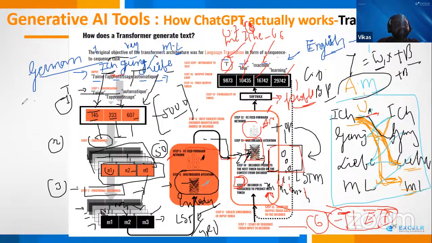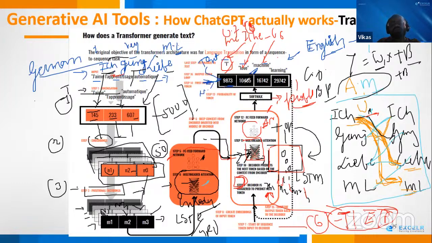That generation will first be produced in numerical format only. Let me write it with a different color now. Whatever generation is done will not directly be sentences. That will be the position encoding, and that position encoding will be the tokens. Those tokens get converted to text later on. So what we are generating here are actually tokens, and tokens are nothing but the numerical form.